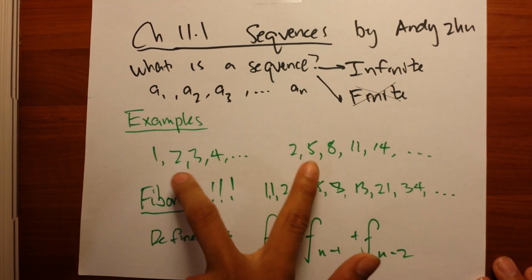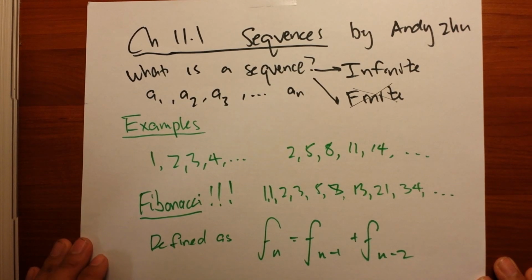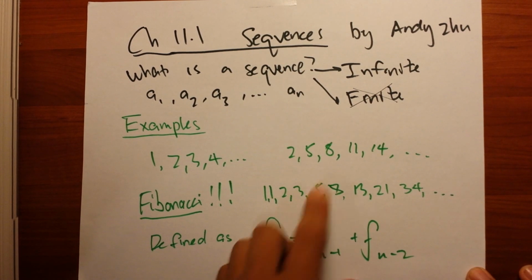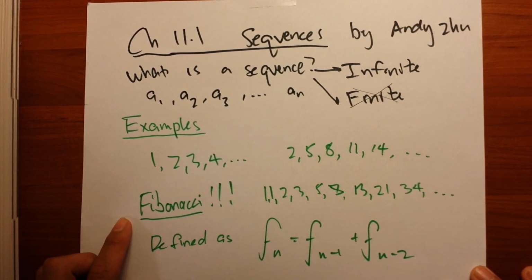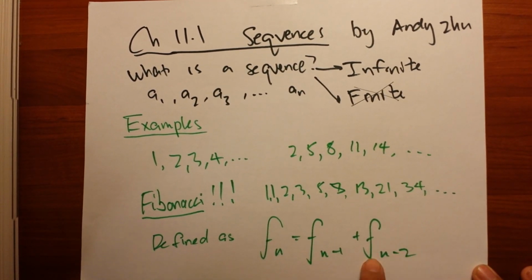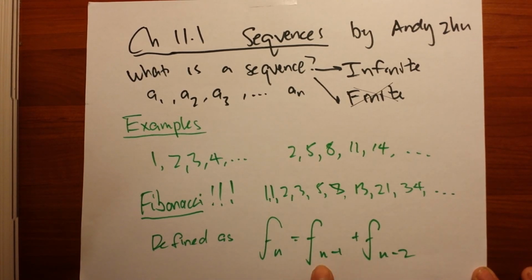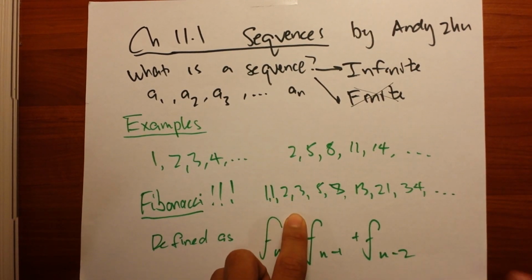Here are two examples of sequences that are infinite. You can tell that they follow a very basic pattern, this one increasing by 1 and this one increasing by 3. One of the most famous sequences out there is the Fibonacci sequence, which is defined recursively as f(n) = f(n-1) + f(n-2), or the next term is the sum of the preceding two terms. So we start with 1, 1, and then the next one would be 2, which is the sum of the previous two, then 3, the sum of the previous two, 5, the sum of the previous two, and so on.